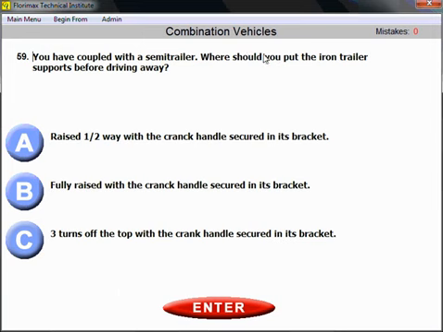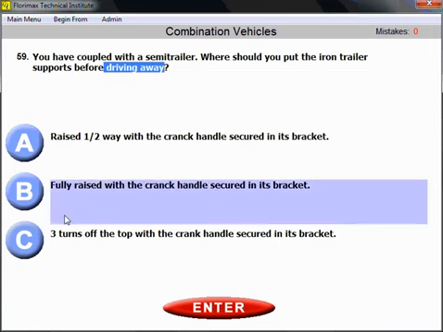Where should you put the iron trailer supports before driving away? You remember, like 5 questions ago, you were asked where the iron trailer support should be when you checked? And the answer was slightly raised. Now you are ready to drive away. Where should the iron trailer support be? They should be fully raised now and with the crank handle secured.